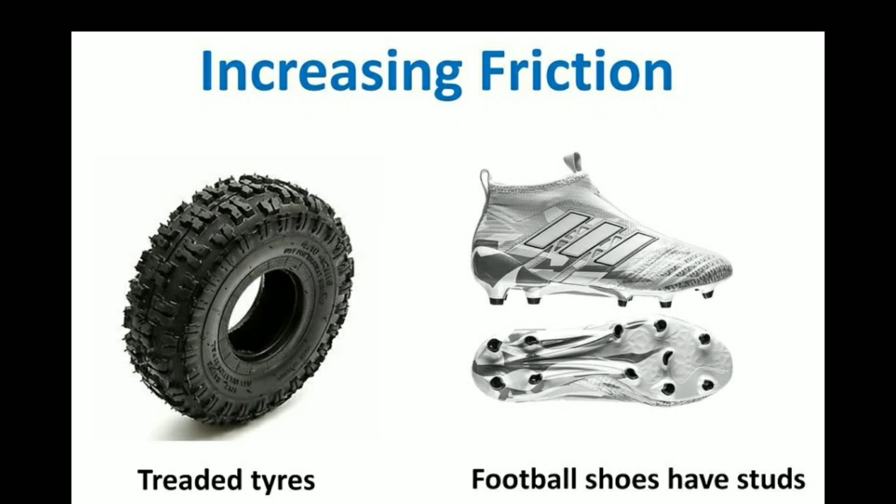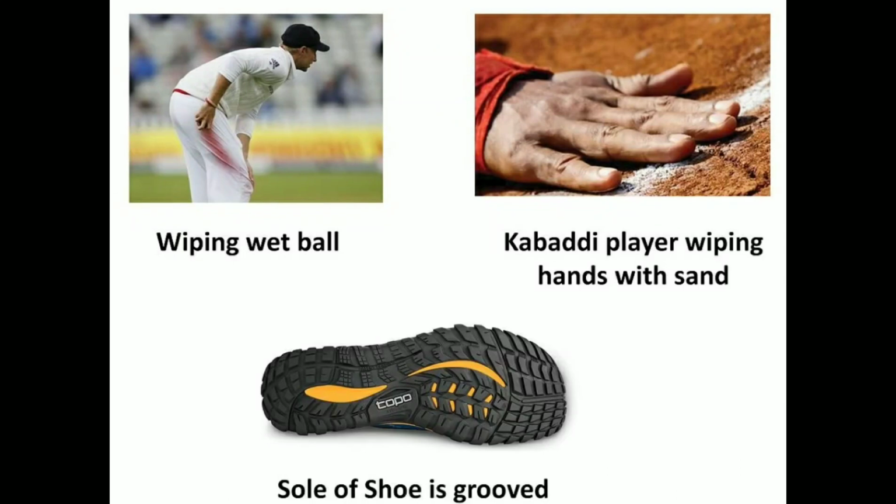Like you can see in this image as well, the grooves on the tires. The football players wear special shoes known as studs to have a better grip on the ground. Also, cricket players wipe the wet ball to increase the friction. Kabaddi players rub their hands with sand to get a better grip. And the soles of the shoes are grooved so as to have a better grip with the ground by increasing the friction.